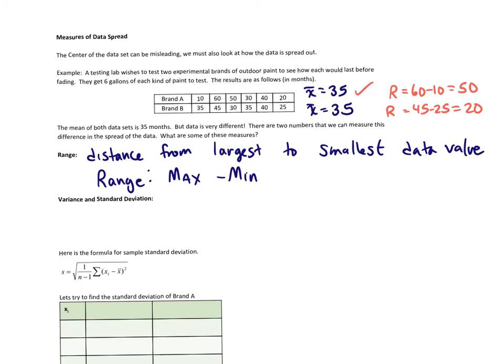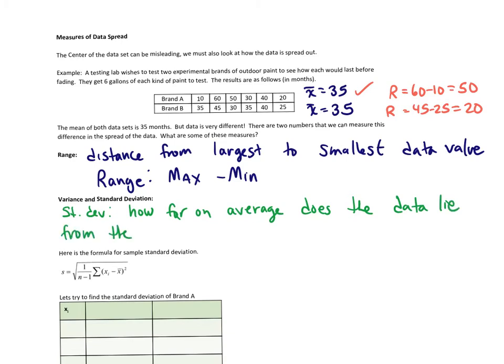And that unit is typically what we call standard deviation. Now, to get standard deviation, we'll also have to calculate a variance. But what a standard deviation really is, is how far, on average, does the data lie from the mean. So, how far on average does the data lie from the mean? Okay, that is what's called standard deviation.